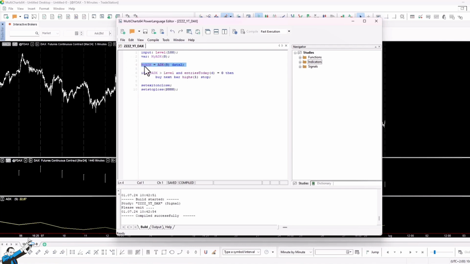In the next rows, we have the market entries. The rules say that if the ADX is above a certain level, which we'll optimize, we buy at the break of yesterday's high. Additionally, I've included another condition that sets the entries today value to 0. This condition ensures the strategy opens a new position only if no other trades have been made today. Finally, there's a set exit on close command that tells the strategy to close all positions by the end of the session at the latest, which means that this is an intraday strategy.